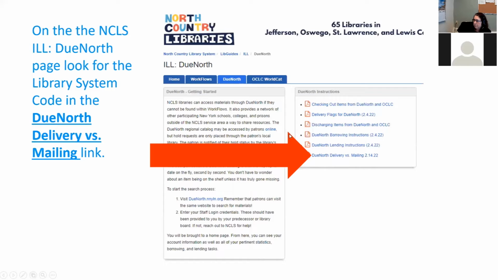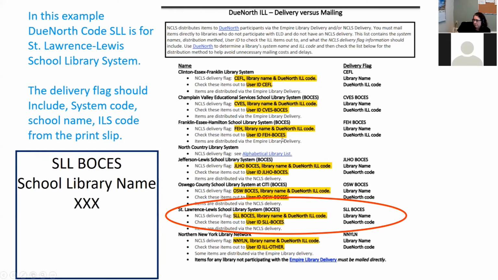So from here, this page is going to take us right there under the DueNorth instructions. So this is where you can find all of these instructions that go with the videos that I'm doing. So we've got the DueNorth delivery versus mailing. Click on that. So then we see, okay, we figured out that SLL was St. Lawrence Lewis School. And right here, it's going to tell us what to put on the flag. On the flag, we're going to put SLL BOCES, the library name, and the DueNorth 3-letter code. So here's our example, SLL BOCES, the school name, and 3-letter code.